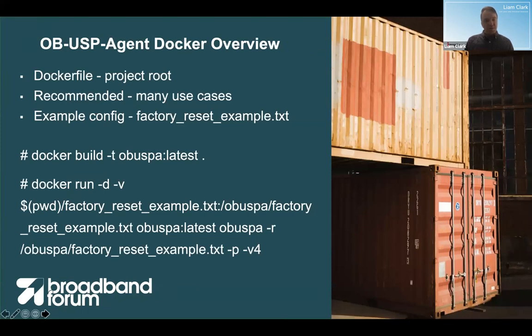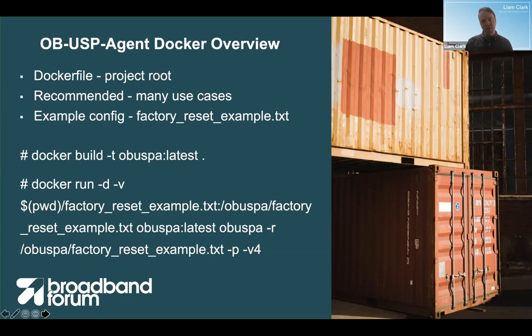As John mentioned, on the OB-USP version 4, we have a Docker file configuration that is now available. So this is really good for a lot of different use cases. Primarily, if you've never used OB-USP before and you want to get it up and running quickly, I'd recommend it. If you have a Docker environment, or get Docker support on most desktop or server environments, you can get it up and running quickly.